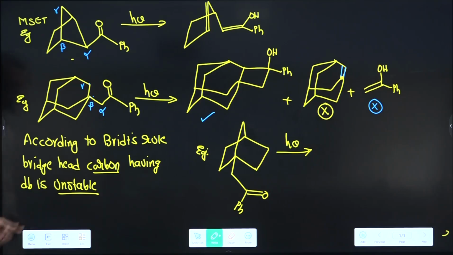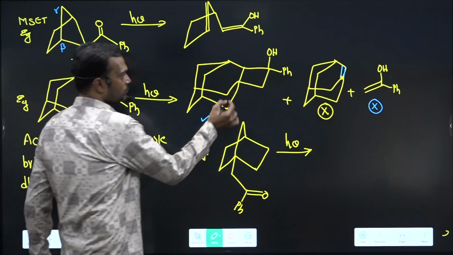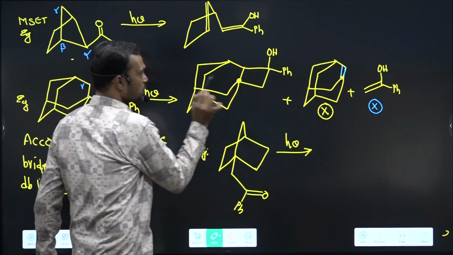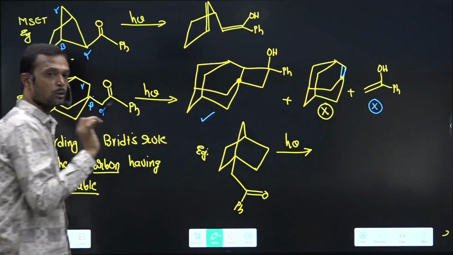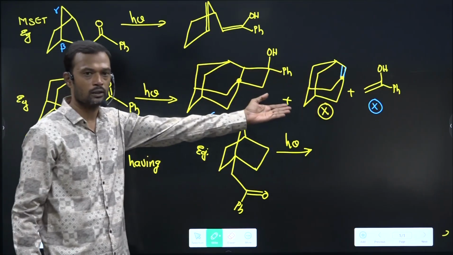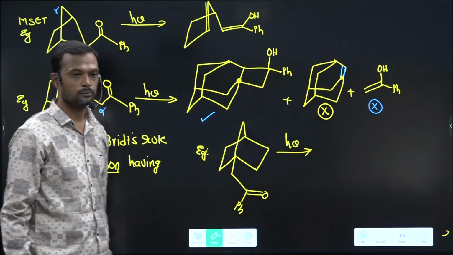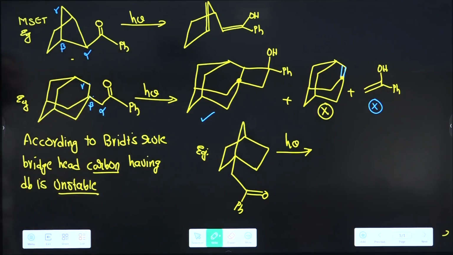According to Bredt's rule, a bridged double bond having any sp2 carbon is found to be unstable. So this carbon is always non-planar. This should always be sp3 only. If you create sp2, it is unstable and not possible to prepare. We can write it on the board, but naturally it is not possible to prepare. That is called Bredt's rule.